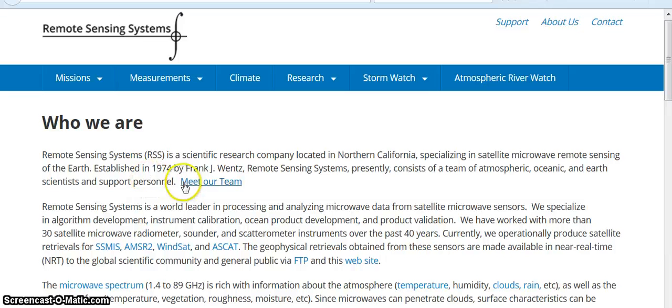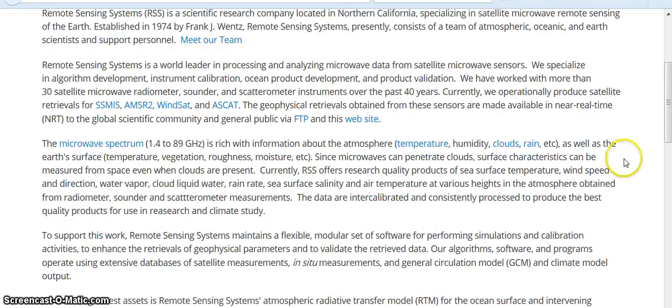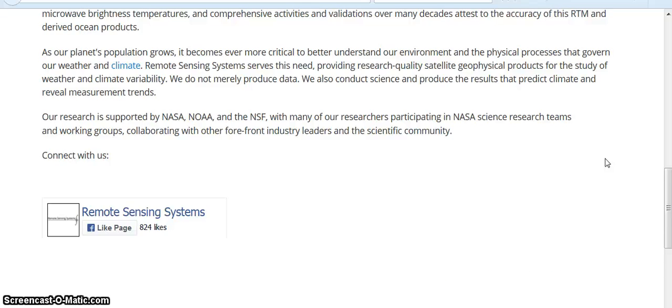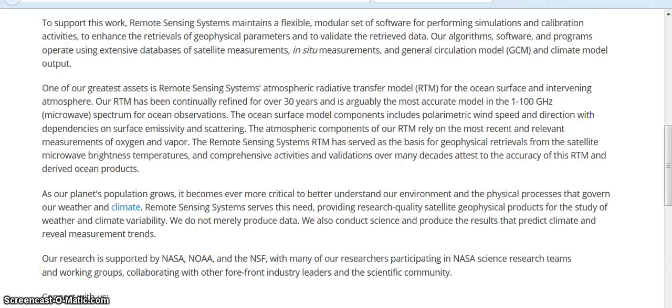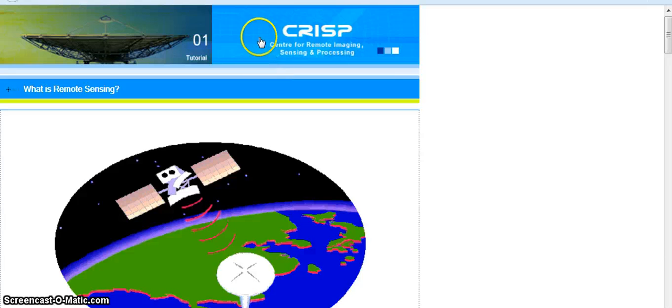Remote Sensing Systems is a scientific research company located in Northern California, specializing in satellite microwave remote sensing of the Earth. Established in 1974 by Frank Wentz, Remote Sensing Systems presently consists of a team of atmospheric, oceanic, and Earth scientists and support personnel. Now this company is saying, oh, I thought there were some pictures below. Hold on. Here's where the pictures are.